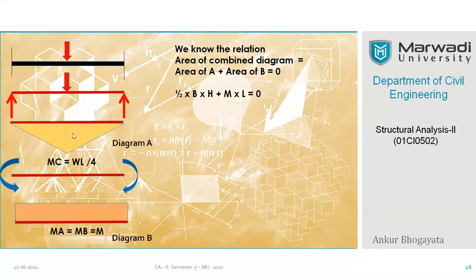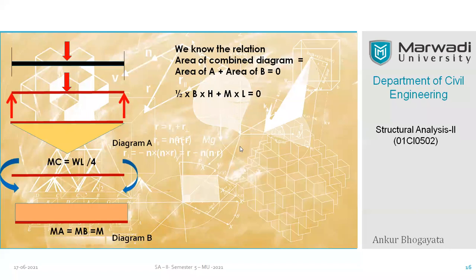So 1/2 BH, where H is nothing but the value of the moment and B is nothing but the L, right? As you know popularly. And this is the area of this diagram, rectangle. L is the length and M is the value. So ultimately we are interested to find out the M value. So it's now very simple. 1/2 BH, H is WL by 4 and L is the length. M into L is already with us.